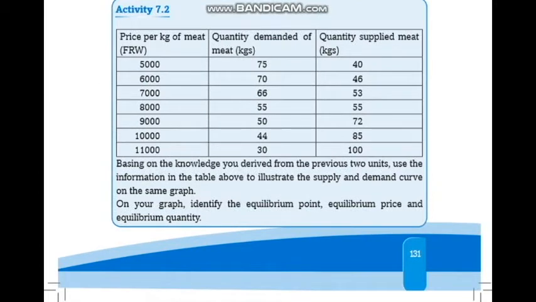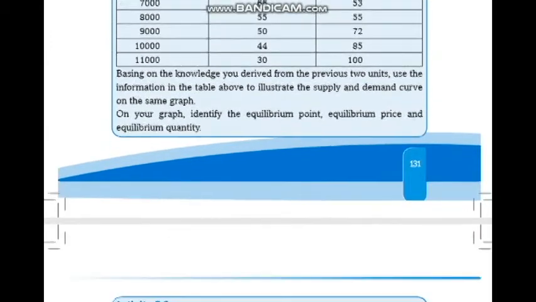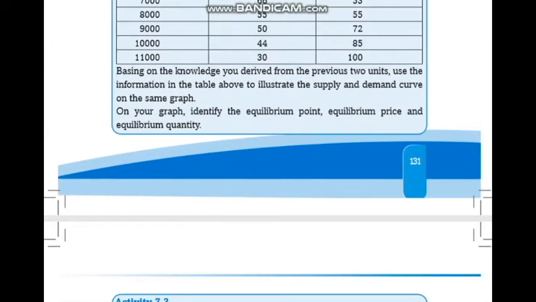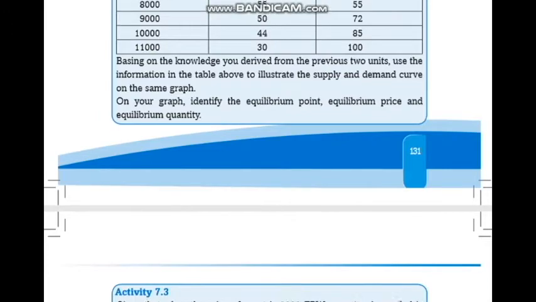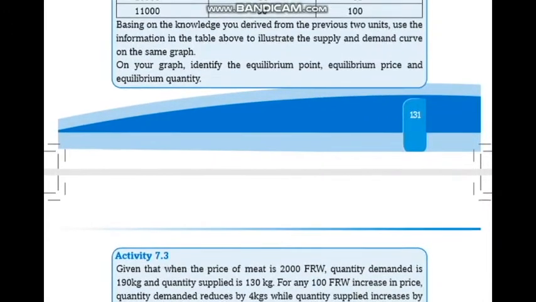So, now, activity 7.2, price per kilogram of meat. This is an example that you shall see and answer the questions that are below. Quantity demanded of meat in kilograms and quantity supplied of meat in kilograms. Those are examples. So, basing on the knowledge you derived from the previous two units, use the information in the table above to illustrate the supply and demand curve on the same graph. It is very simple. So, do it by yourself. On your graph, identify the equilibrium point, equilibrium price, and equilibrium quantity.